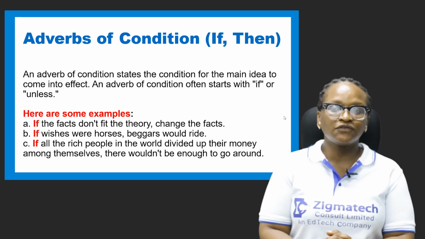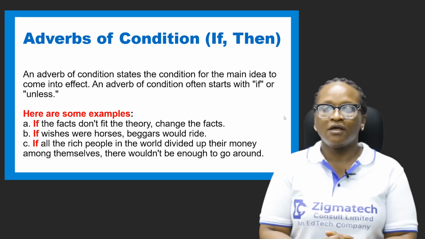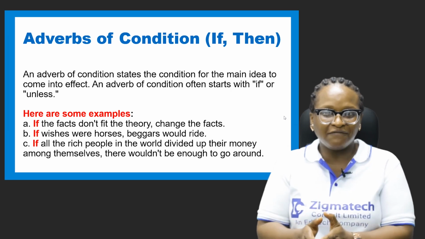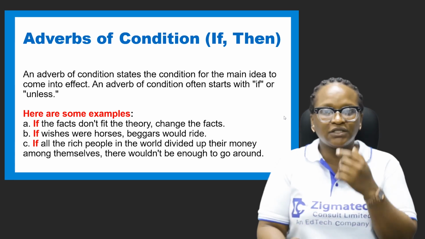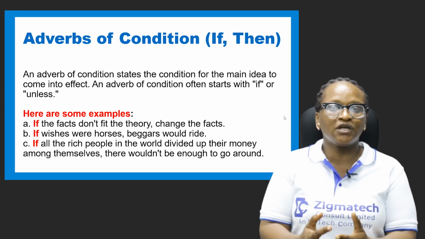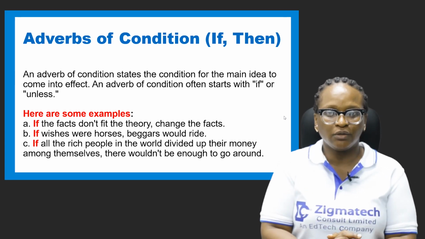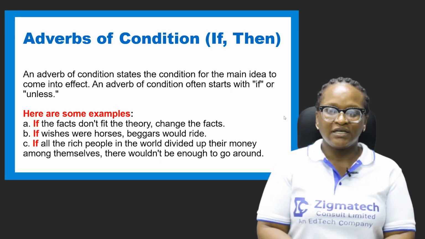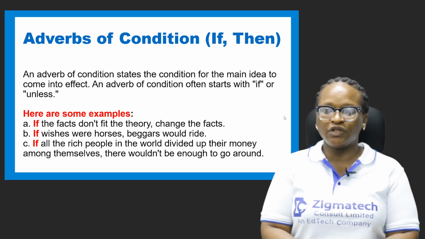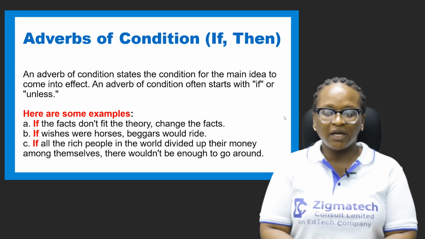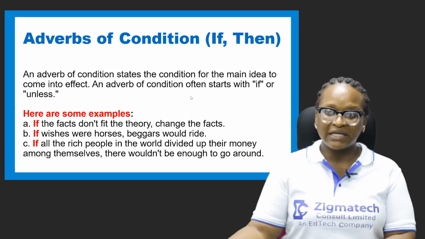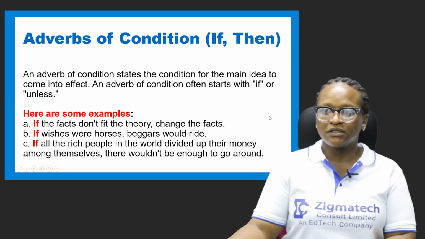If the facts don't fit the theory, change the facts. So that is it. What is the reason? What's the basis for changing the fact? That's if the facts don't fit the theory. So for us to bring something into effect, something has to be done. If wishes were horses, beggars would ride. Next says, if all the rich people in the world divided up their money among themselves, there wouldn't be enough to go around. So that's the conditional statement.